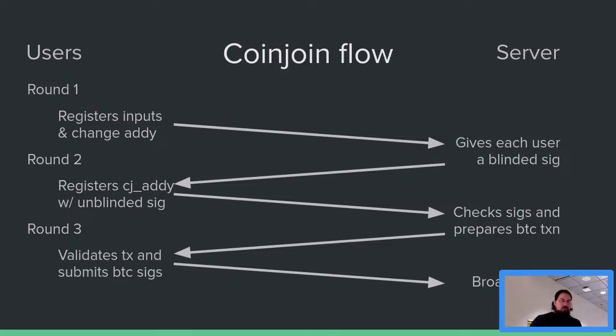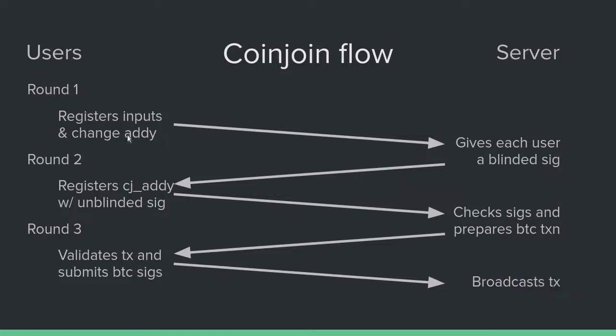Once everybody registers their output, he checks the blinded signature to make sure they were part of round 1, and then he prepares a Bitcoin transaction. And it's nice, because he's got all of the inputs over here from round 1, he's got some of the outputs from round 1, which are the change addresses, and he's got the rest of them from round 2. So he's got all the inputs, he's got all the outputs, all he needs to do is list them in that Bitcoin transaction, give it a version number, give it a lock time, and now he's got a Bitcoin transaction.